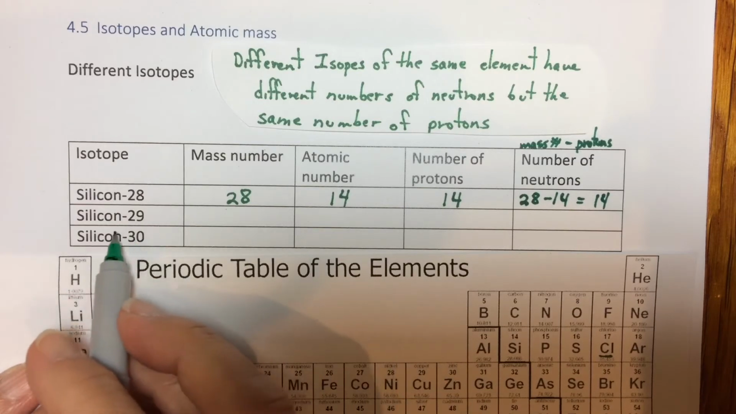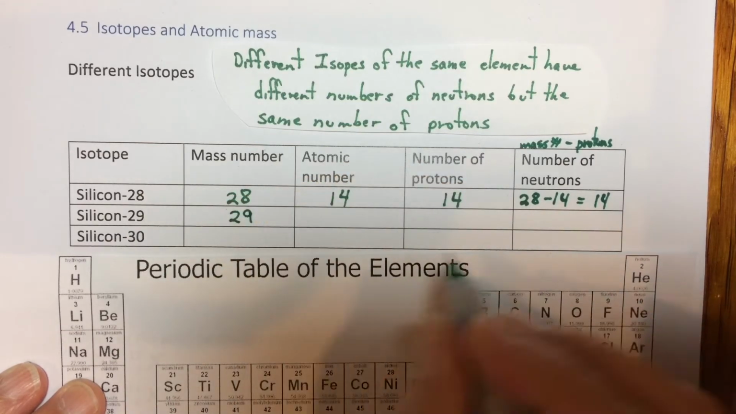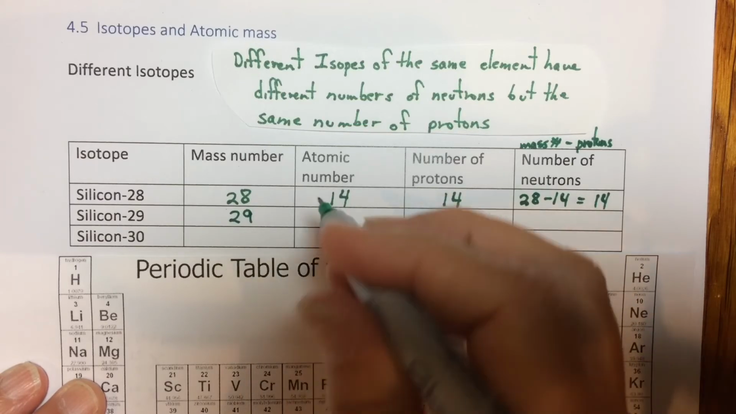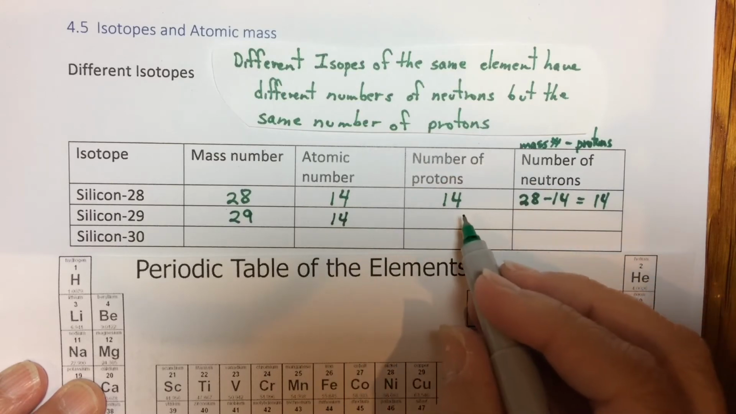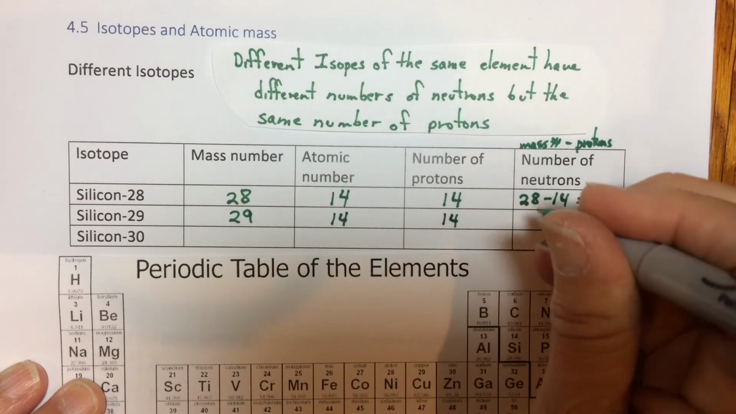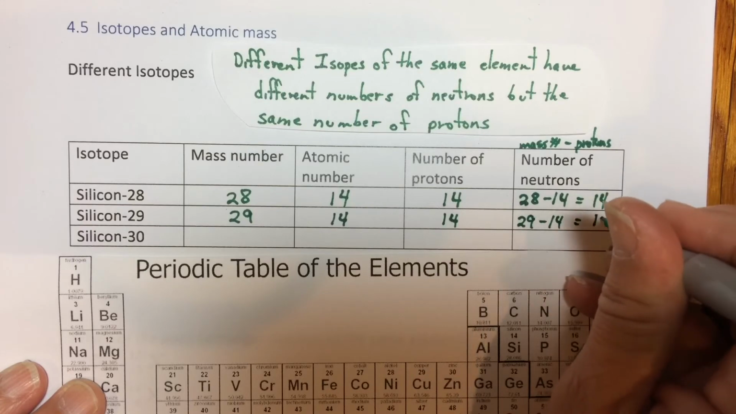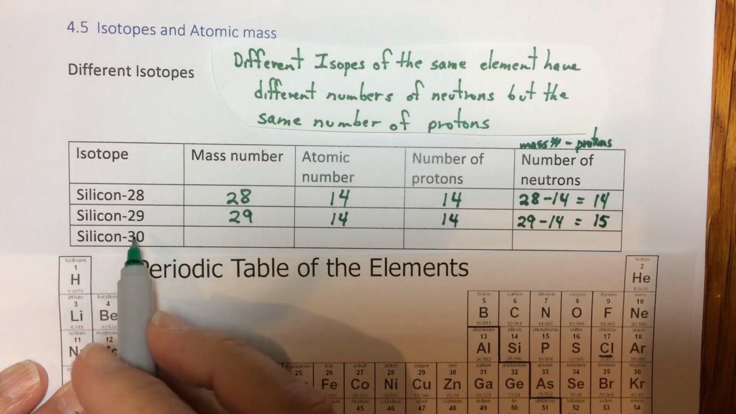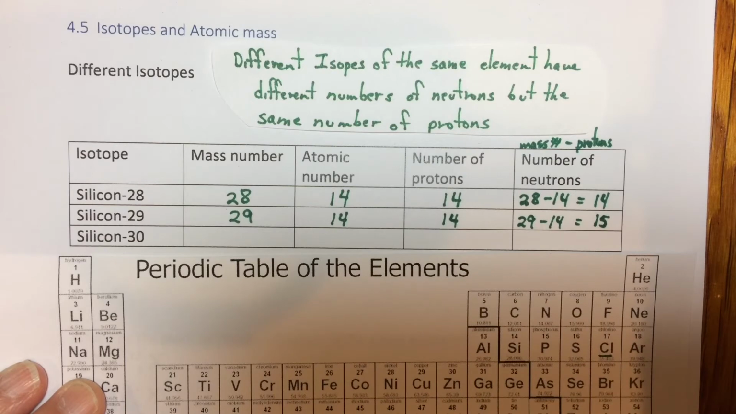The mass number for silicon 29 is going to be 29. The atomic number, well, it's the atomic number for silicon. It hasn't changed. It'll still be 14, and since it's a silicon atom, it'll still have 14 protons. So here we get 29 minus 14, and we get 15 neutrons. So that's the way that silicon 28 and 29 differ. It's the same number of protons, but a different number of neutrons.